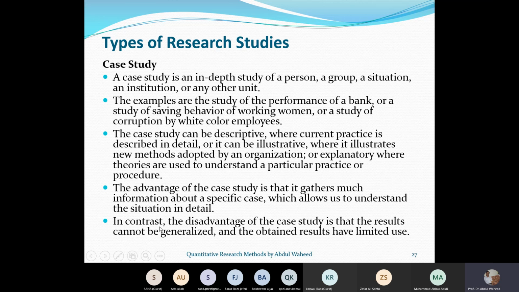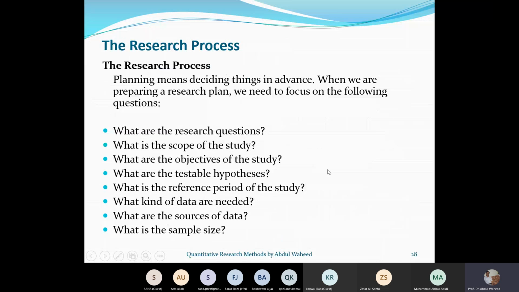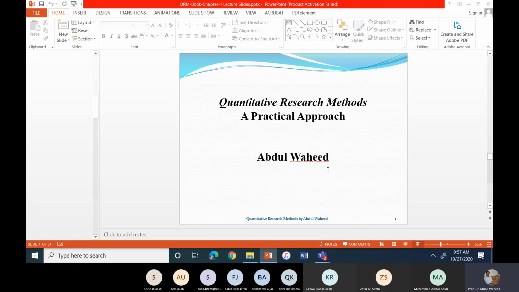लेकिन प्रॉब्लम इसके साथ ये है कि you cannot generalize your conclusion. This is the disadvantage of the case study. You will come up with some conclusion for a particular case, but we cannot generalize, and the obtained result have limited use in case of case study. This is about the research process. We will discuss about research process in our next class. Now I will discuss about your case study projects.